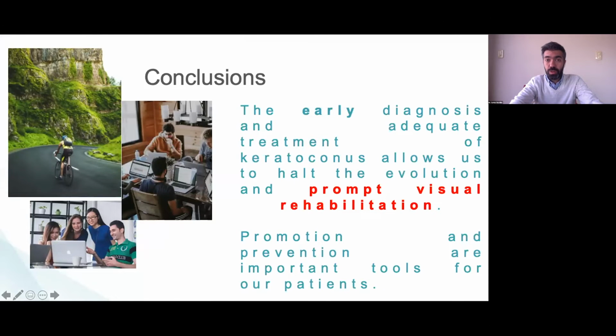Well, it's been long, but we're finishing this presentation. As a final conclusion, the early diagnosis and adequate treatment of the keratoconus allows us to halt the evolution and to have a prompt visual rehabilitation of the patient. Promotion and prevention are important tools for our patients. Remember that most of them are young patients with an active life, and we need to help them to go back to their regular life.